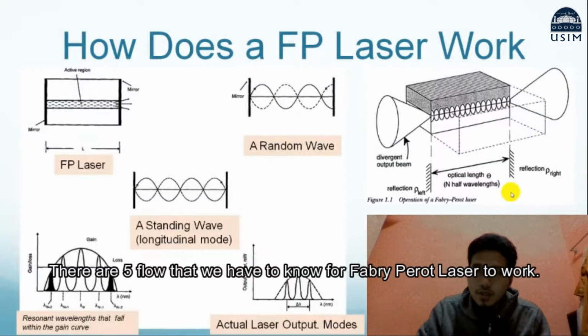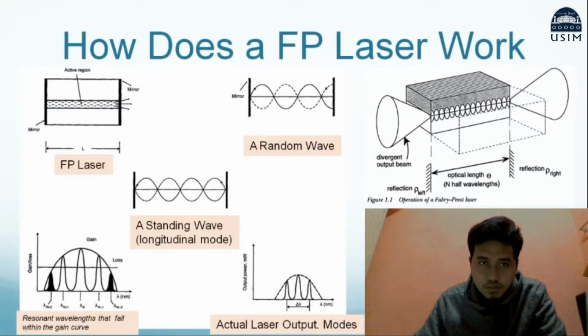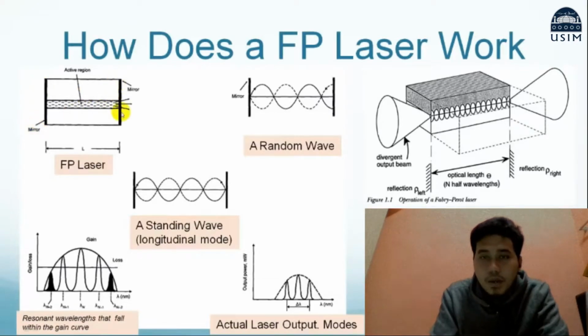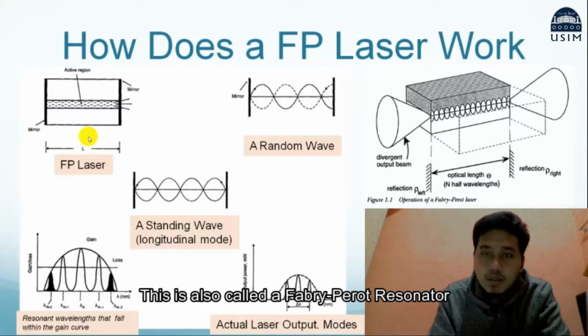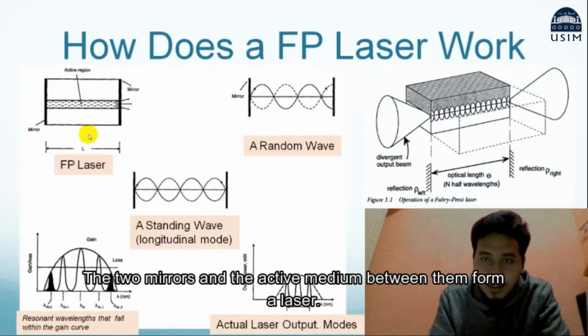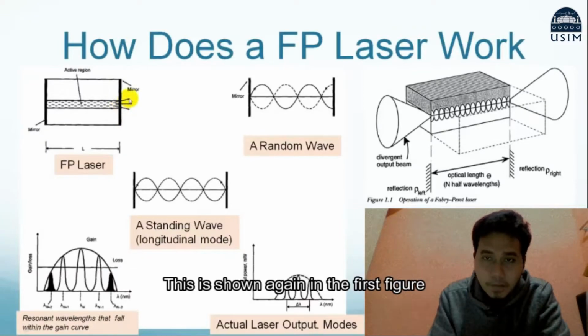There are 5 laws that we have to know for Fabry Perot laser to work. For the first picture, it has an active region at the center and two parallel mirrors at the end. This is also called a Fabry Perot resonator. The two mirrors and the active medium between them form a laser. This is shown again in the first figure.